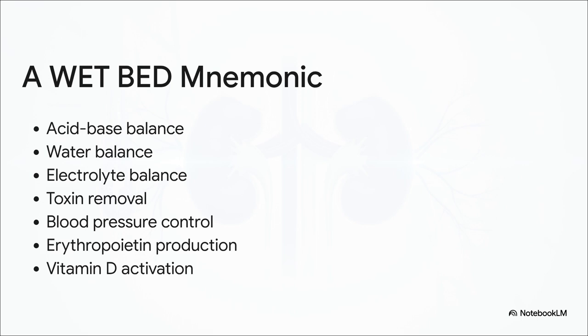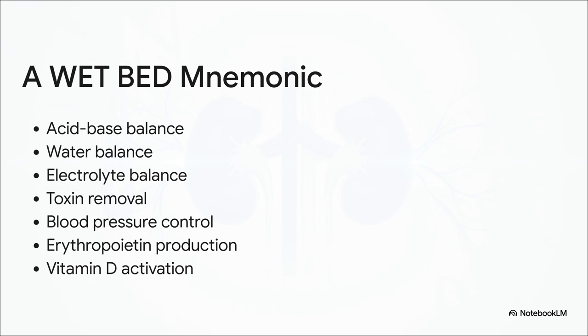A wet bed. A is for acid-base balance. Your kidneys are constantly working to keep your blood's delicate pH right between 7.35 and 7.45. W is water balance, tweaking your urine volume based on how hydrated you are. E is electrolyte balance. We're talking sodium, potassium, calcium. T is toxin removal, filtering out all that water-soluble waste. B is blood pressure control, which is huge, and we'll dive deeper into that later. The second E is erythropoietin production, which is a hormone that actually tells your bone marrow to make red blood cells. And finally, D is vitamin D activation, converting it into calcitriol for bone health.